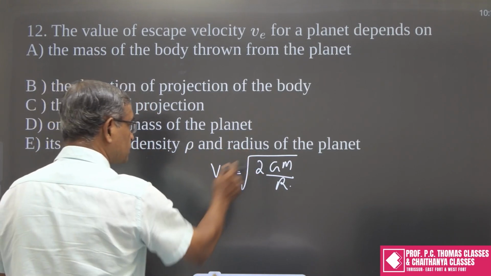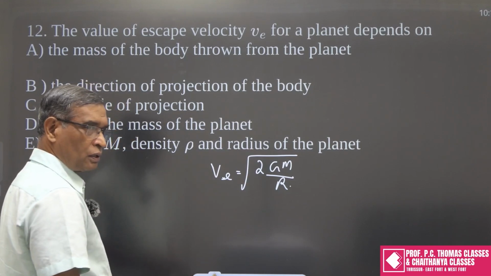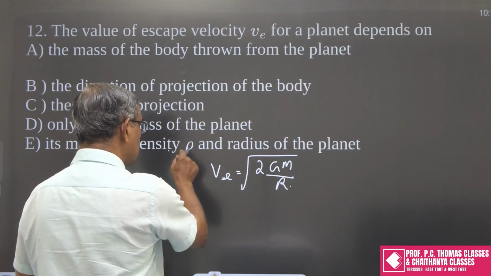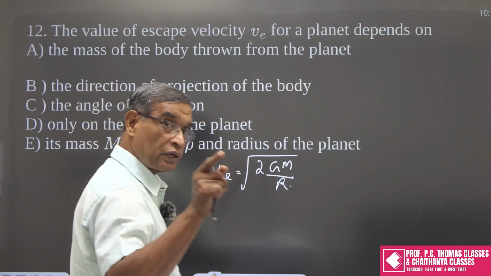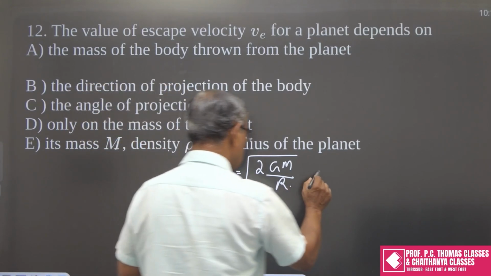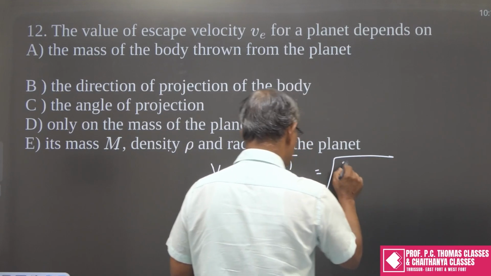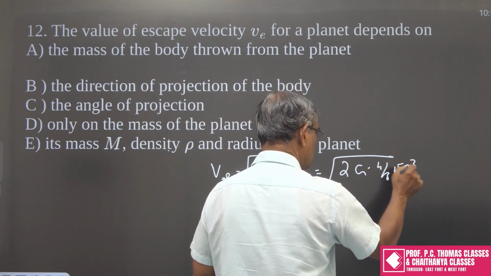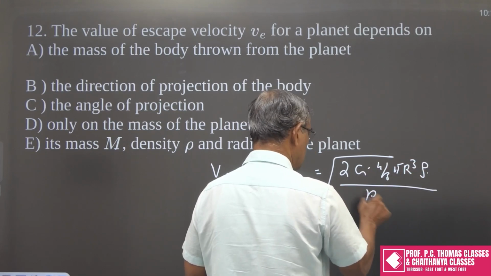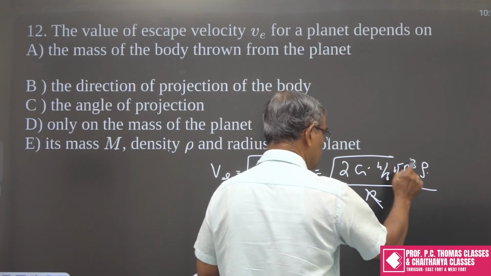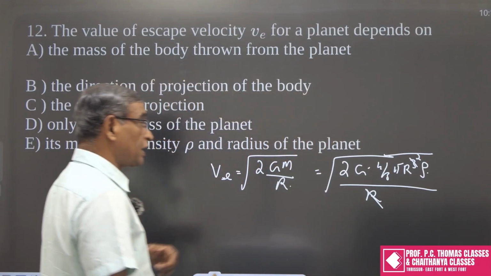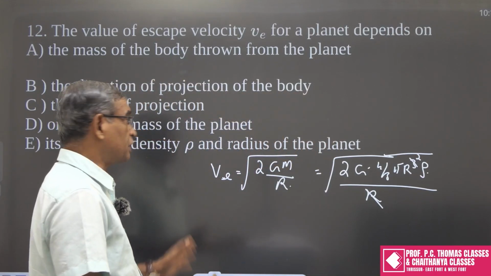Here as per this equation, it will depend on mass of the planet and radius. But one more term is the density. Now in terms of density, what is the expression? V equals root of 2G into 4 by 3 pi R cube into density by R. So this will cancel out. There you can say it depends on radius and density. Mass is not there.